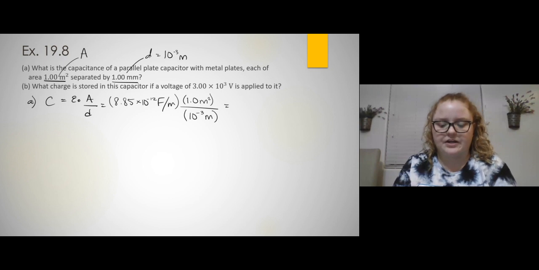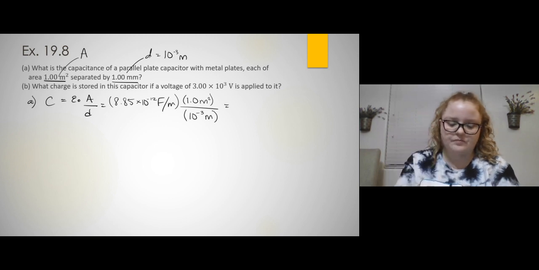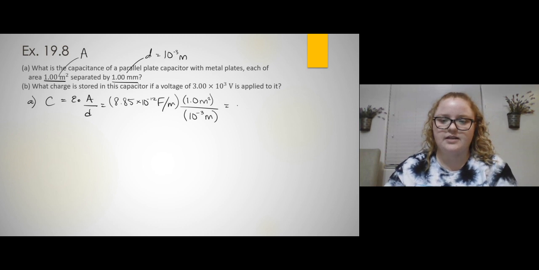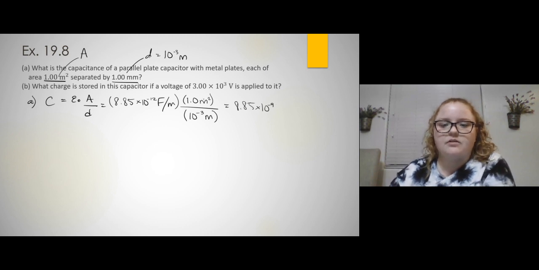So we'll just need to put that into our calculators. So 8.85 times 10 to the negative 12th times 1, right, divided by 10 to the negative third. Right, so we get 8.85 times 10 to the negative ninth, and our meters will cross out one here and then cross out the other here, so we are left with farads, which is perfect. So this is our capacitance of that parallel plate capacitor. Okay.